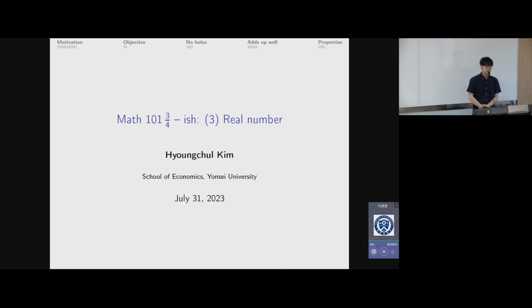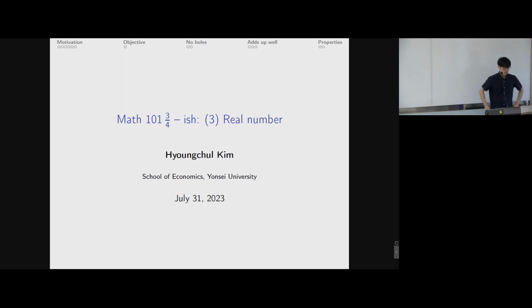Okay, let's start session 3. Now we're going into the main topics in our math chem. The first we'll be talking about real numbers.